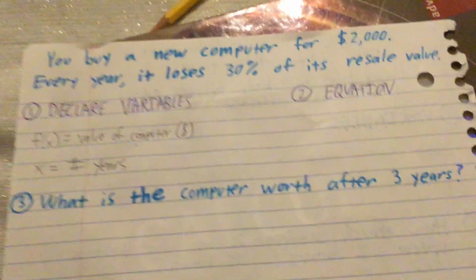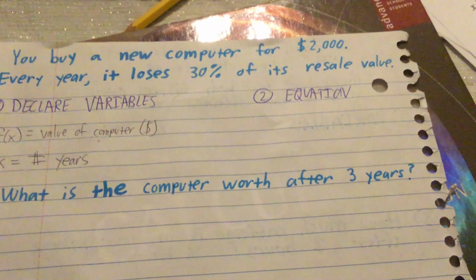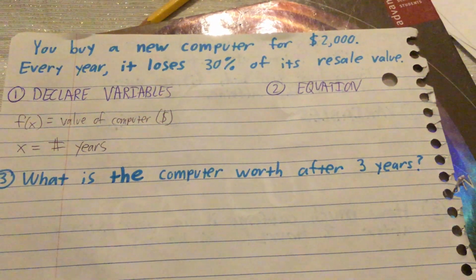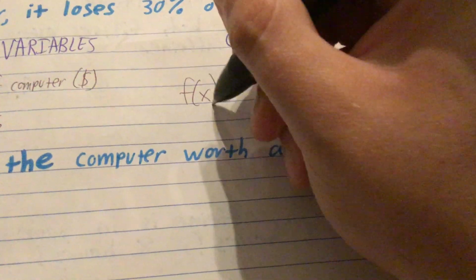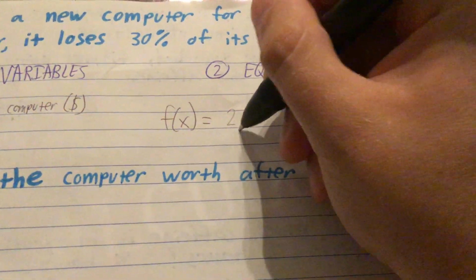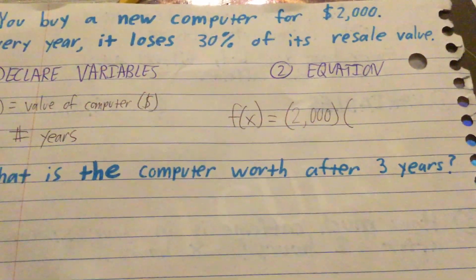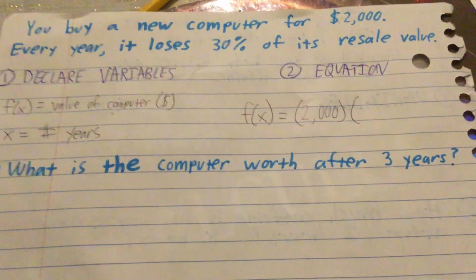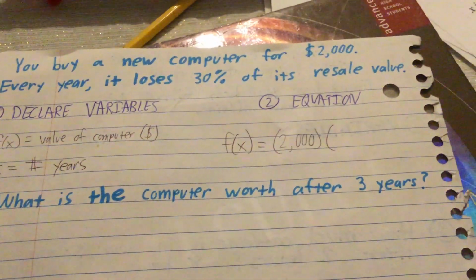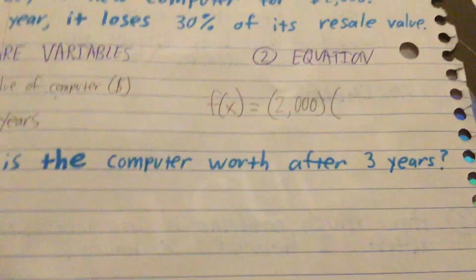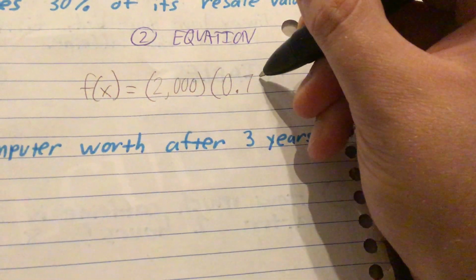Now, when you take a computer and it loses its resale value, is that an example of exponential growth or exponential decay? Decay. So remember that f of x is equal to the original amount, which is $2,000, and it's going to lose 30% of its value. So if you had a coupon that was 30% off, what percentage of the original price do you pay? 70%. So 100% minus 30% is 70%, or you can write this as 0.7.